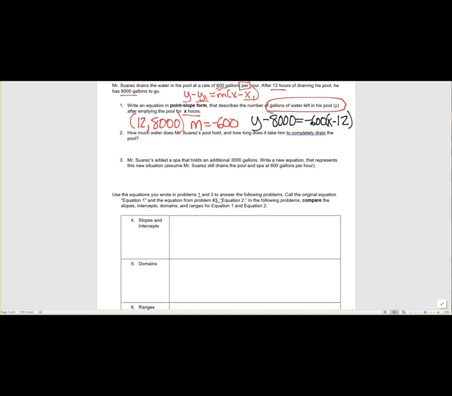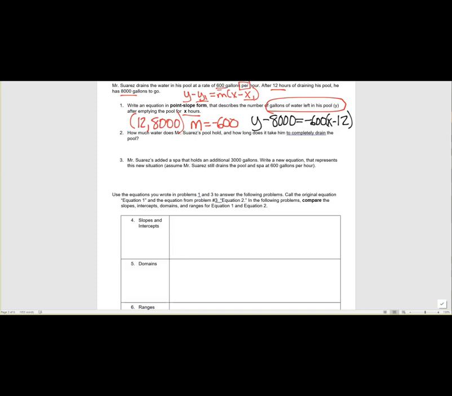Okay? How much water does Mr. Suarez's pool hold, and how long does it take him to completely drain the pool? So there'd be a number of ways you could approach this problem. But if it drained 8,000 gallons in 12 hours, then that meant that it would have been draining for, or it had drained, let's see here, let's actually just solve the equation for y, because by solving the equation for y, we can determine what this value would be.